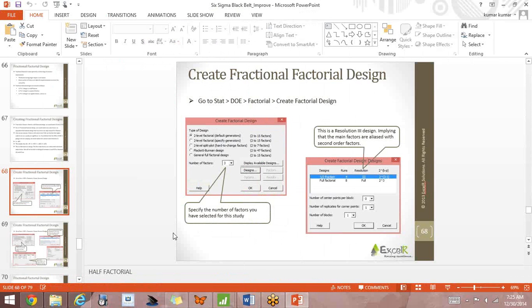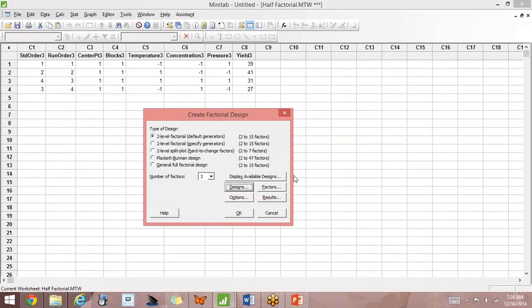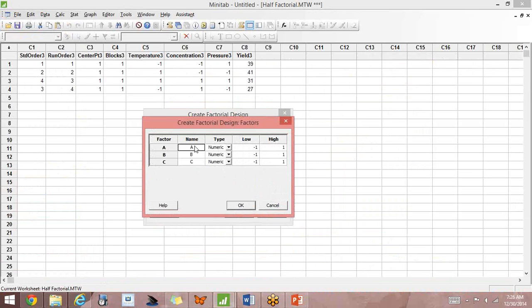Let me move to the next slide. Now we have selected three factors that are required. We know that this is a resolution 3 design, implying that the main factors are aliased with the second order factors. Now we have to select the factors. Factor A is temperature, which is a numeric value, -1 or +1, right? -1 is low, +1 is high.